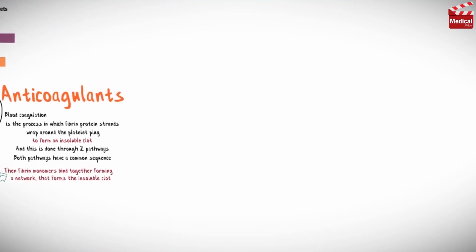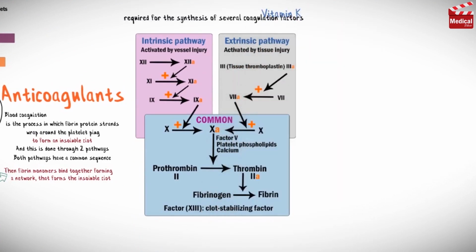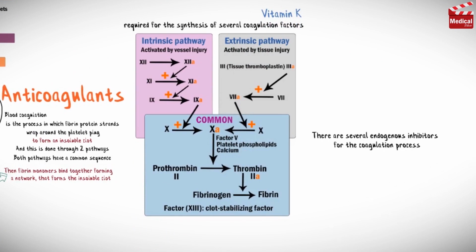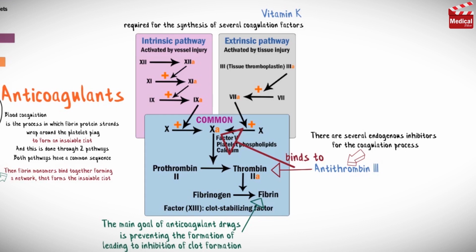There are two important pieces of information you should know. Vitamin K is required for the synthesis of several coagulation factors. There are several endogenous inhibitors for the coagulation process. The most important one we should mention is antithrombin III. It binds to thrombin and to factor Xa, and deactivates both of them. The main goal of anticoagulant drugs is preventing the formation of fibrin, leading to inhibition of clot formation.